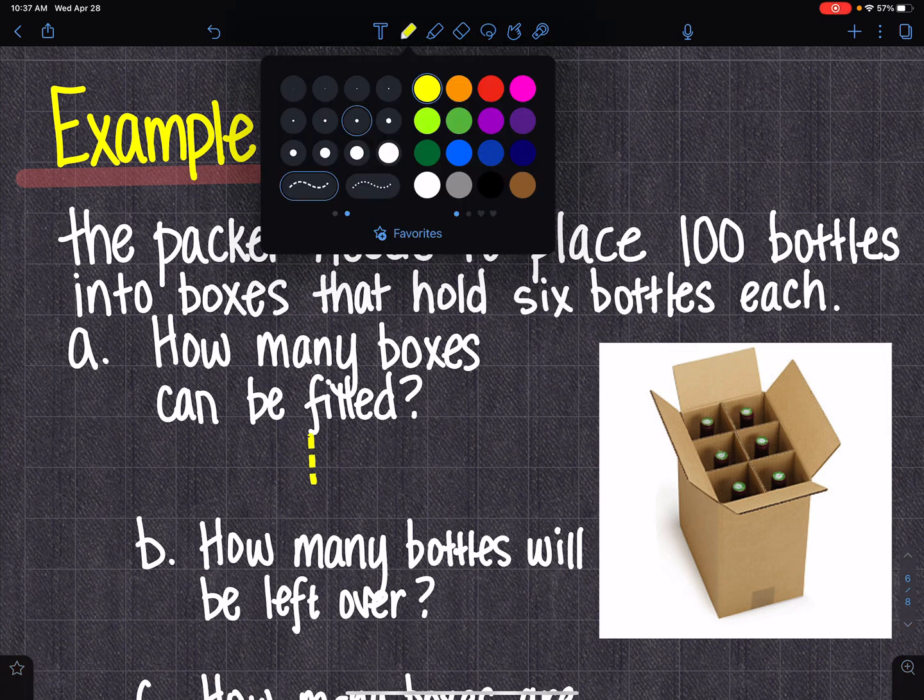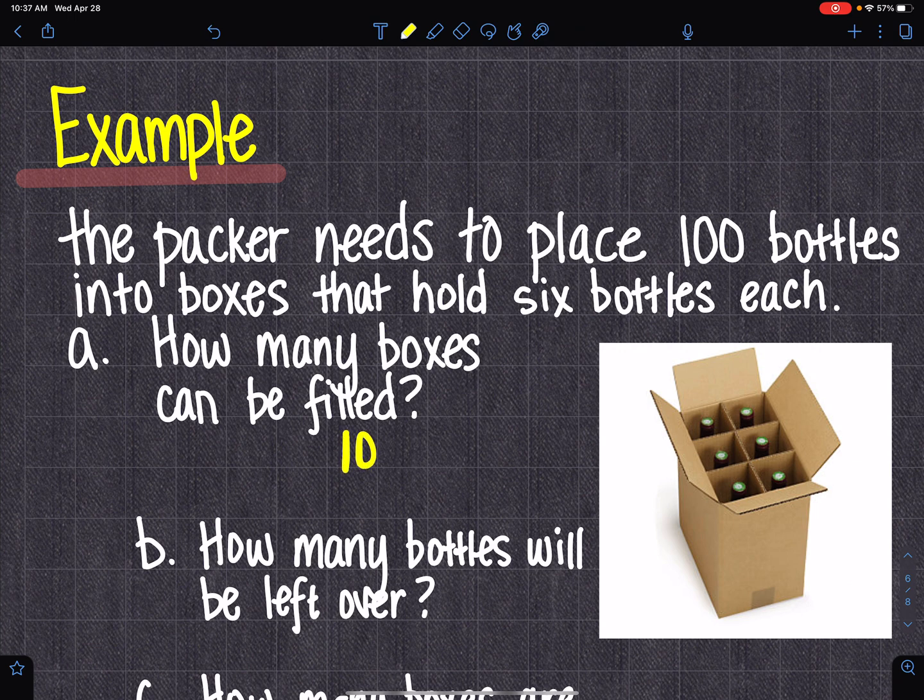Whoops, that's still doing a dotted line. I don't want to do a dotted line. Let's do it like that. Okay, so he has 100 bottles. And basically they want to know how many boxes can you fill.